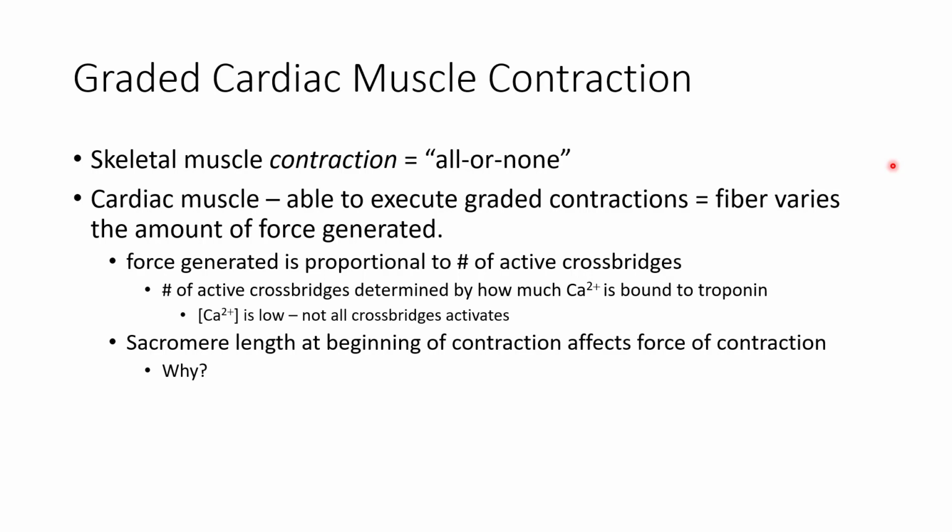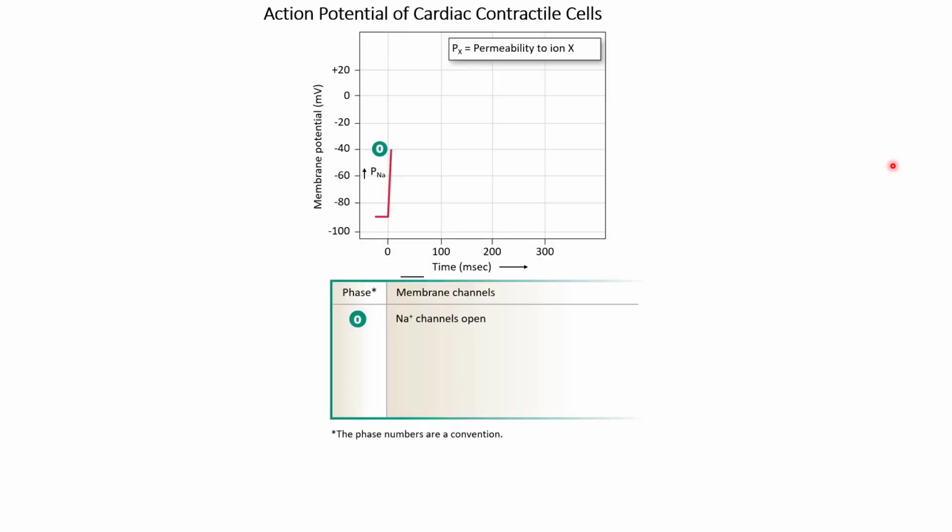Additionally, the sarcomere length at the beginning of the contraction is going to affect the total force of that contraction. Why? Well, let's say myosin and actin don't have enough overlap at the beginning, we're not going to be able to generate as much force. Or if there's too much overlap, we won't be able to generate as much force just because of the physics of how we slide those two filaments past each other.